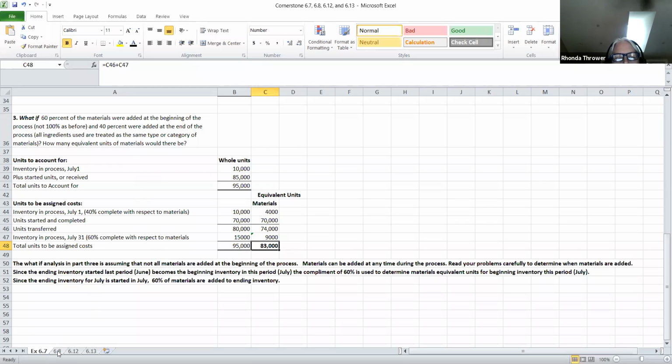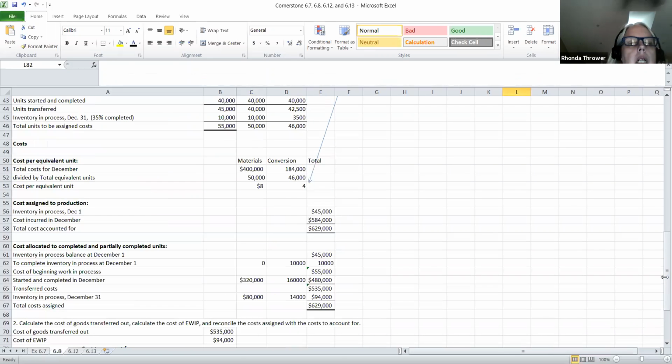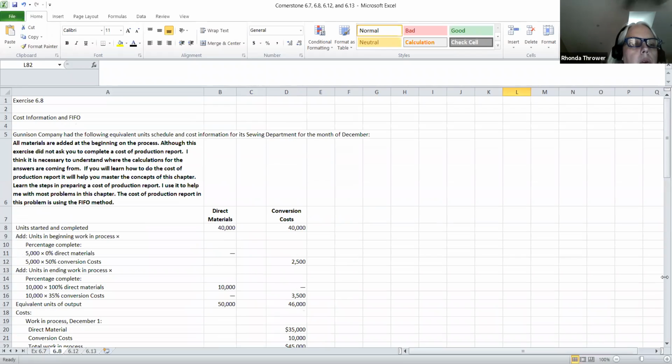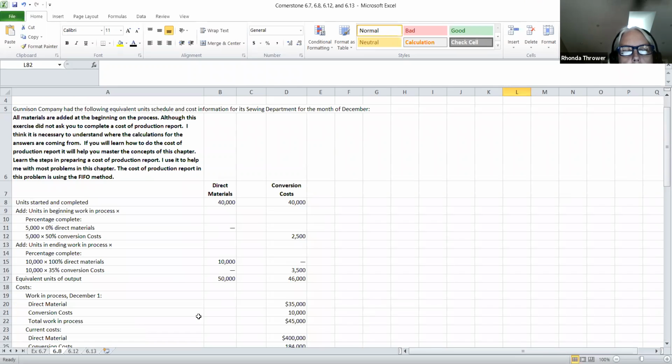So I'm going to move to the next problem where we're going to do another cost of production report. This is for a different company, and they've given you some information about this company. And again, they're telling you that they are using the FIFO method. And this Gunnison company had the following equivalent unit schedule and cost information for its sewing department for the month of December. So they gave you this information right here.